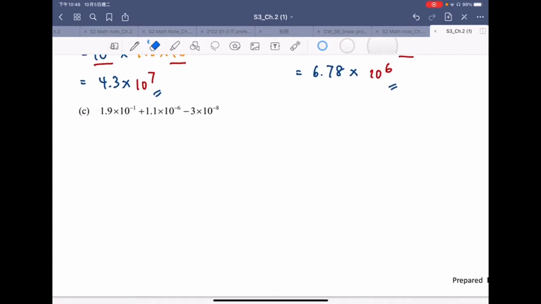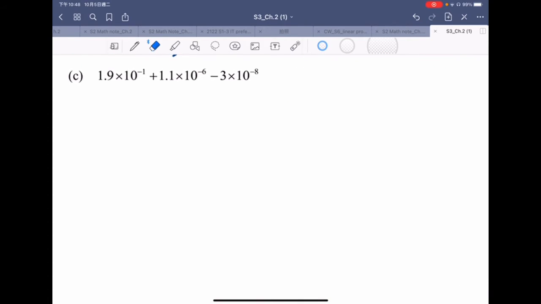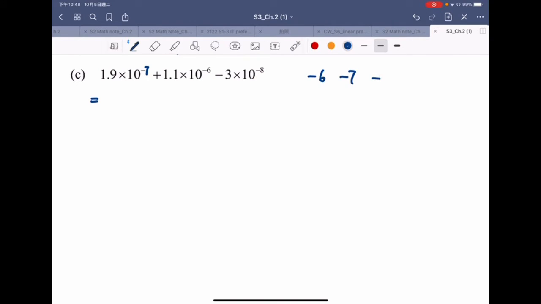Alright, let's move on to the next example, C. Please change the first index to -7. This one we have 3 numbers, and this time we're handling the negative index. Let's think about what common factor we can take out here. You see the indices -7, -6, and -8. So -7 is the middle one.